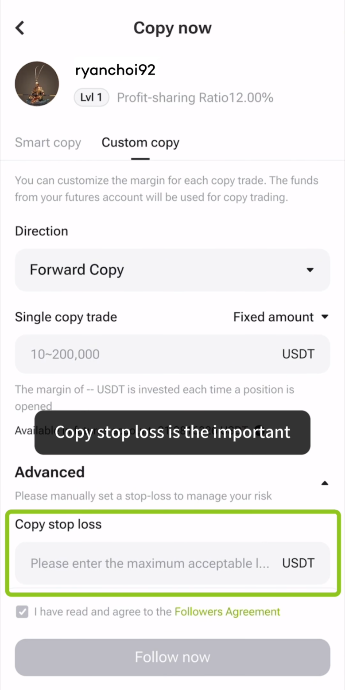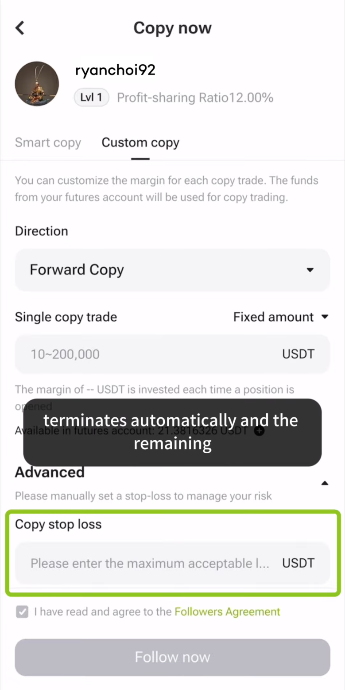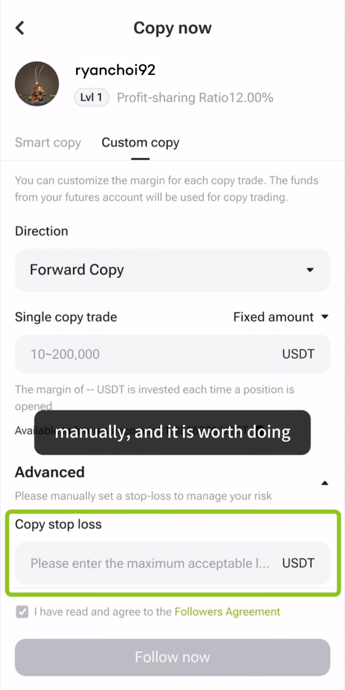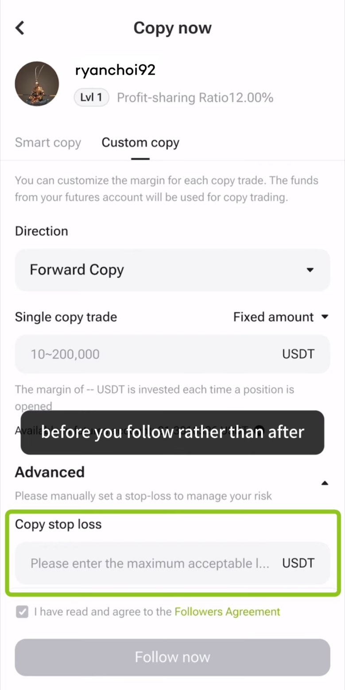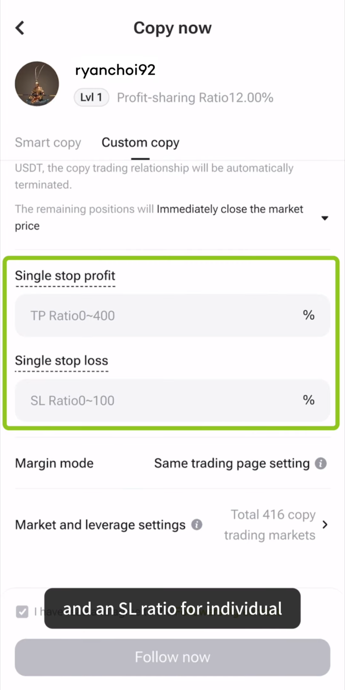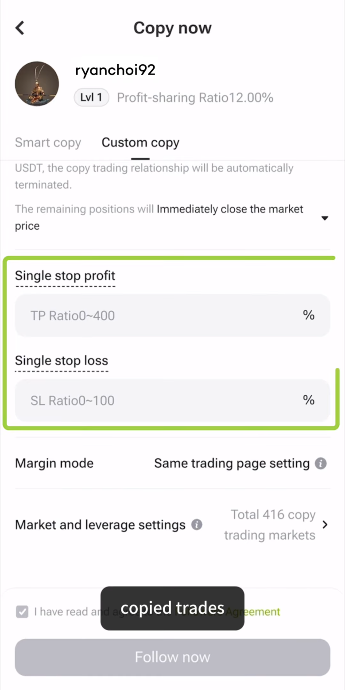Copy stop loss is the important one. Set a figure, and once your net loss from following this trader reaches it, the copy relationship terminates automatically and the remaining positions are liquidated at market price. XT prompts you to set this manually, and it is worth doing before you follow rather than after. You can also set a TP ratio and an SL ratio for individual copied trades.